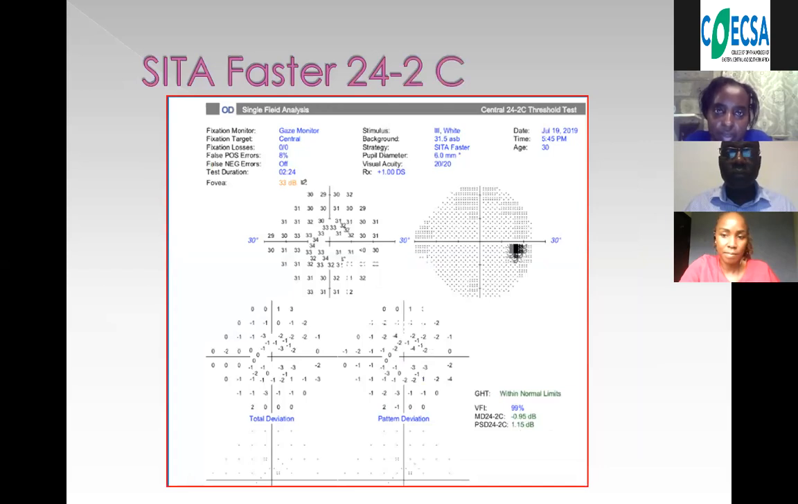SITA faster 24C was developed mainly because it was realized that the 24-2 will not test as many points in the center field, yet the patient may be having early central loss. So they included 10 additional points at the center so that you can test the center at the same time as you do the 24-2, and it can give an early clue as to whether there is macular involvement. So this one is brief.